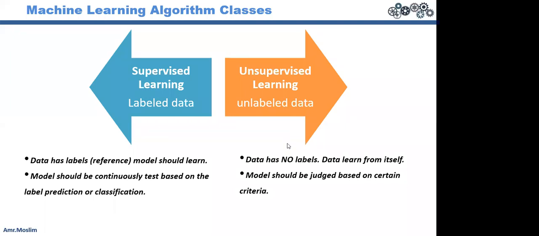So basically we have two types: supervised machine learning, where I have the data itself and the label data, and unsupervised machine learning, where I have only the data without any labels.